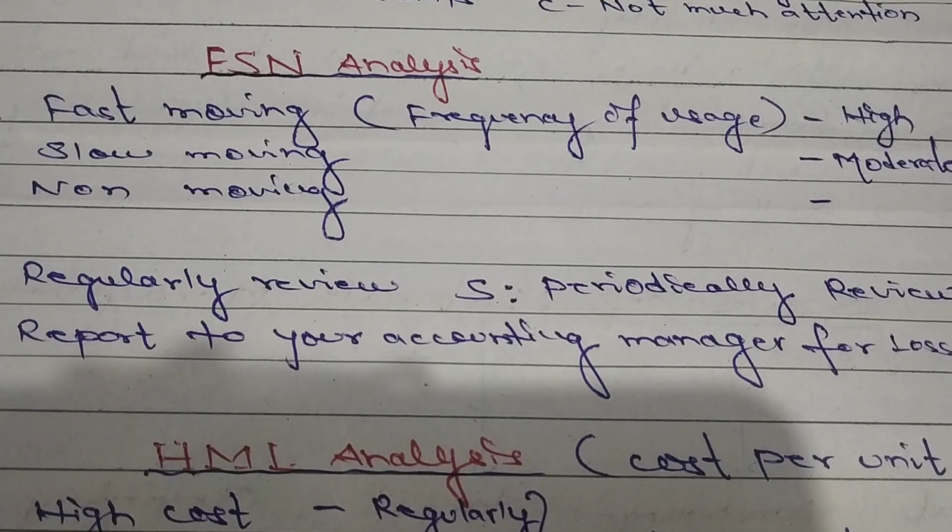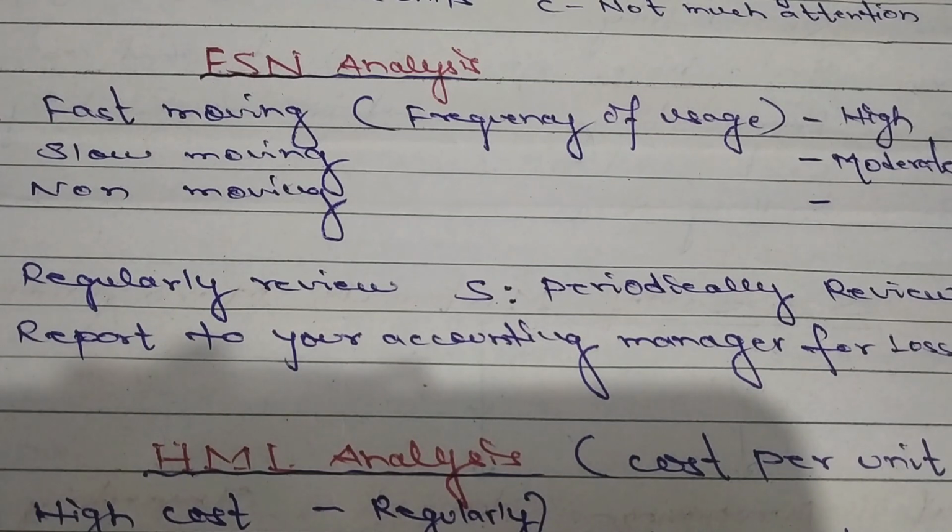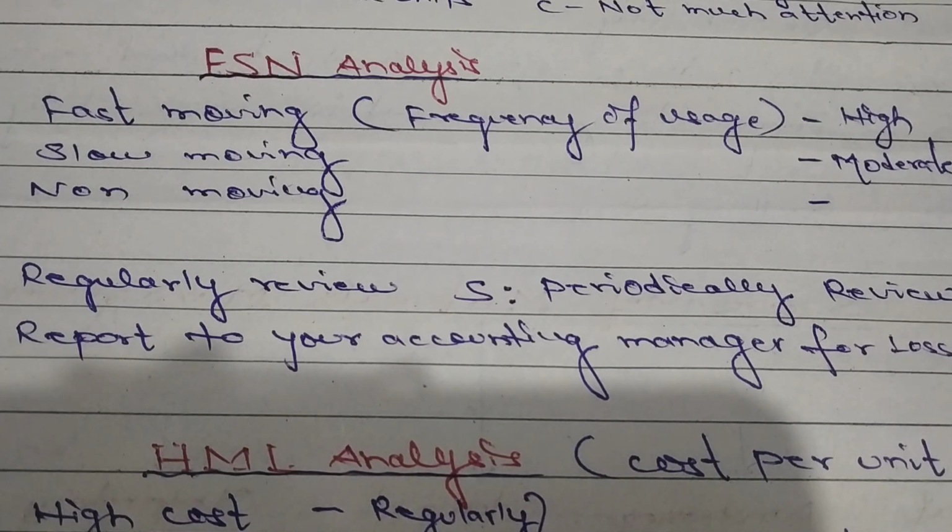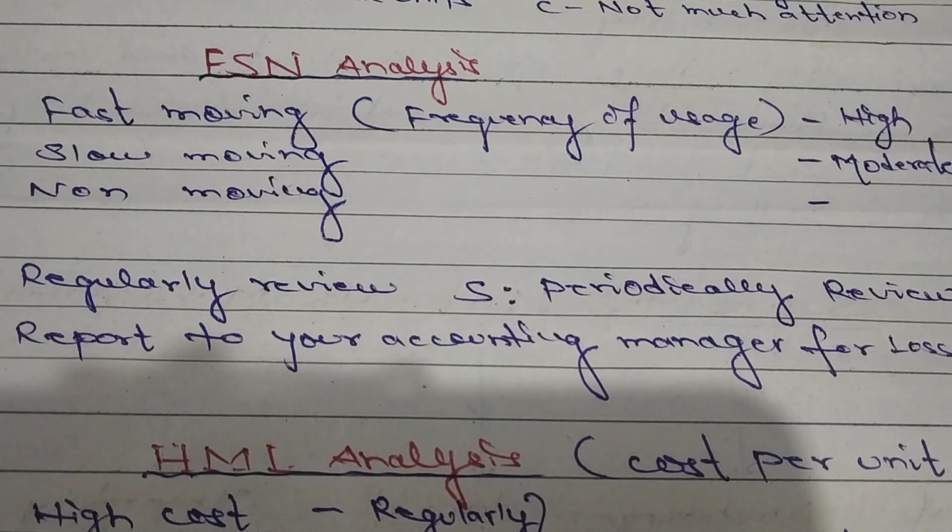If the frequency of moving is less than fast moving, then it is slow moving. And the third one is non moving. Non moving means it is currently not used, it has become obsolete. So we'll put that particular raw material or component in the non-moving items.